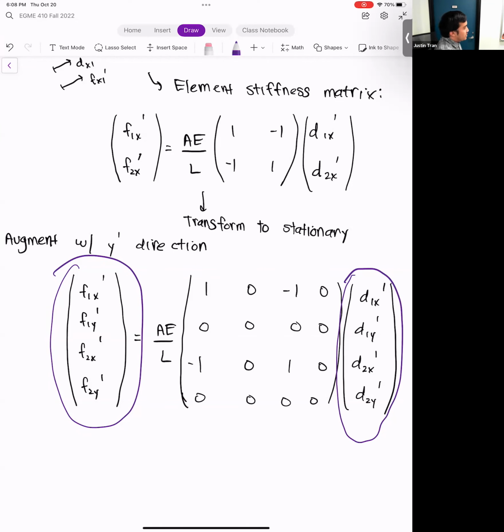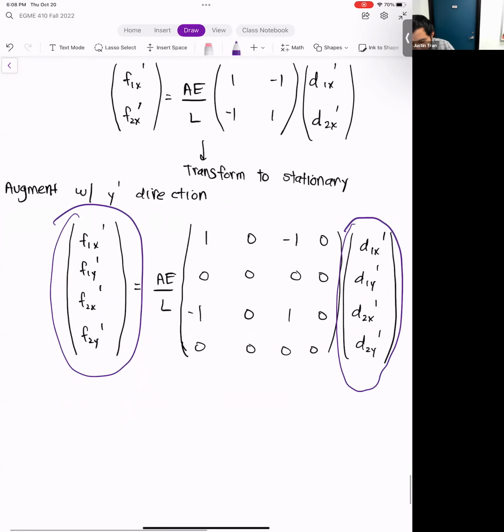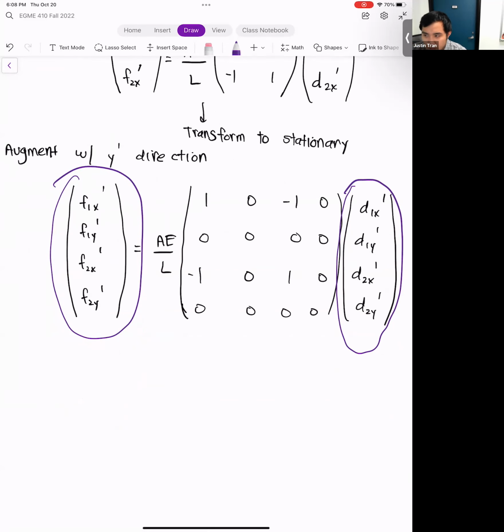So now that we have this system here, now we have to start transforming. I've circled the 2 vectors here because I want to let you know that's what we need to transform. All those vectors right now have the prime directions, so they're F primes and D primes. We need to use the transformation matrix to transform these primes to the regular.